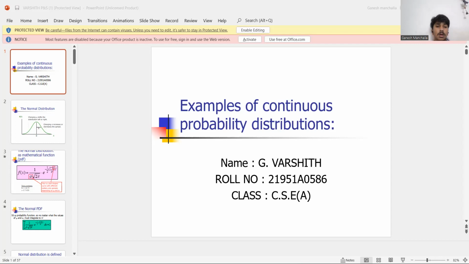Comparing x and z units. Here, 100 is the starting point and 200 is the ending point, where mu equals 100 and sigma equals 50. In z units, mu equals 0 and sigma equals 1.